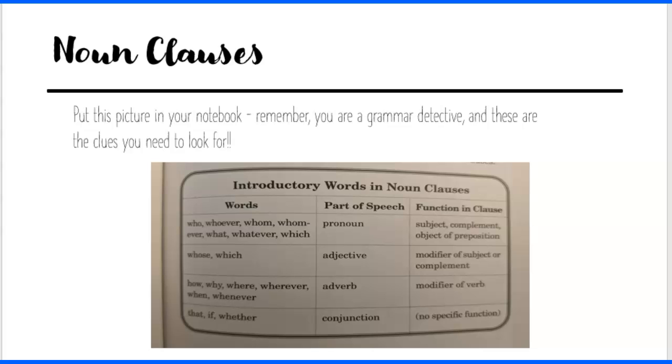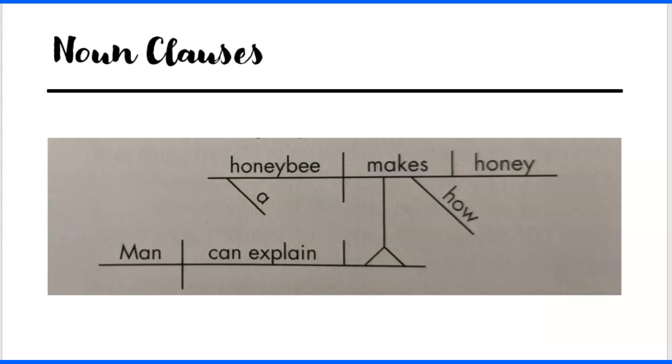Okay, let's take a look at the diagramming. I think this is one of those cases where if you can actually look at the diagramming, remember pictures are how some people learn. So we're going to look at some diagramming, and I think that you will then see how all of this is working together. Okay, so: man cannot fully explain how a honeybee makes honey.